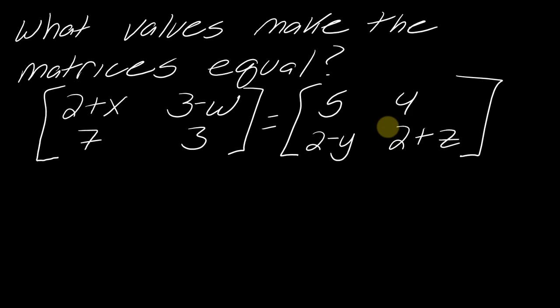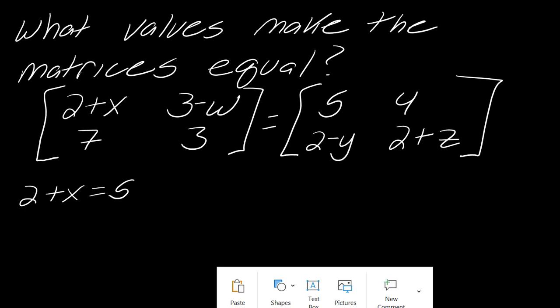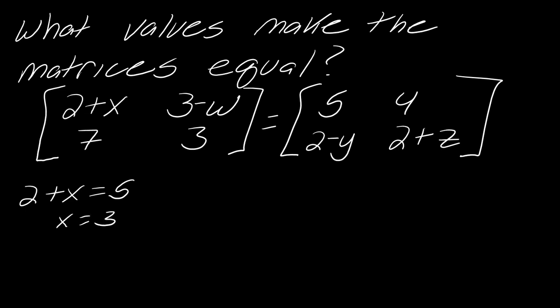I feel like it's fairly intuitive, right? If I have 2 plus x, what does this ultimately need to equal? It needs to equal 5, because it has to be in the same position in each matrix. If I were trying to figure out what value x would need to have, I could just set up this equation, and I would get that x must equal 3.